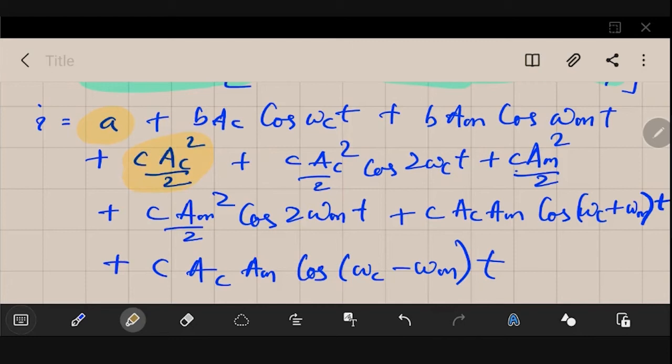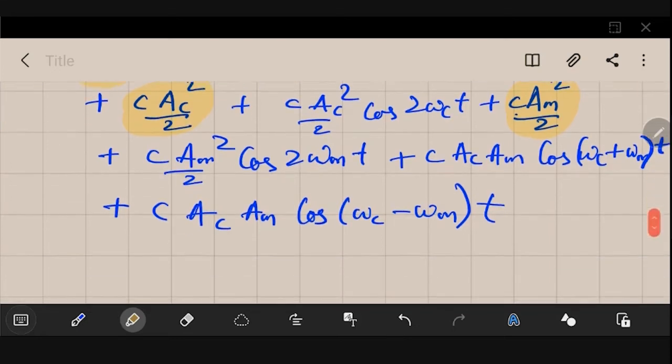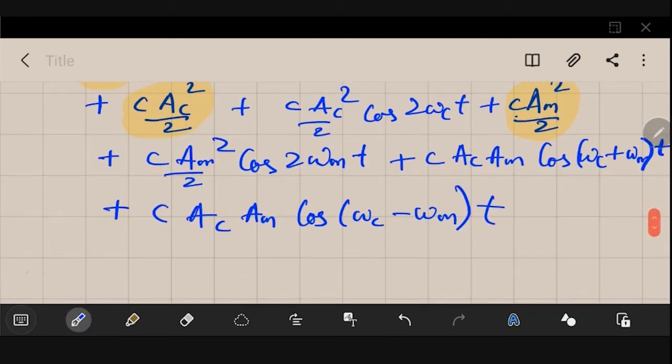There are no associated sinusoids with these terms. These are just some constant, so these are the DC terms. Let us group them. So they could be grouped like this, that I could write it here.